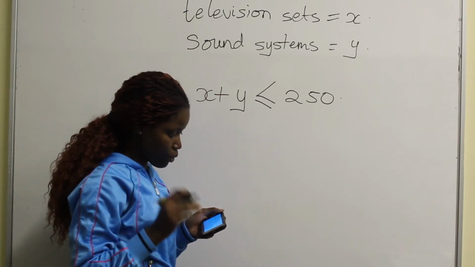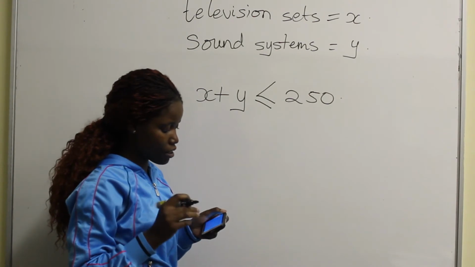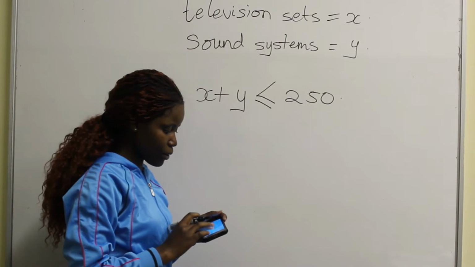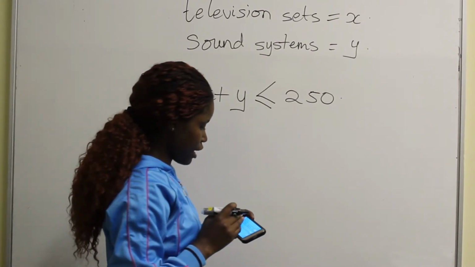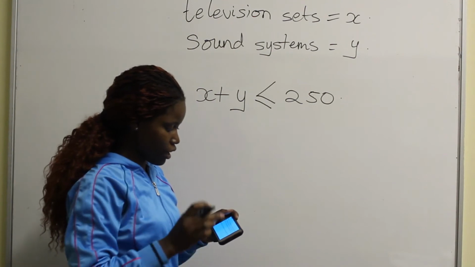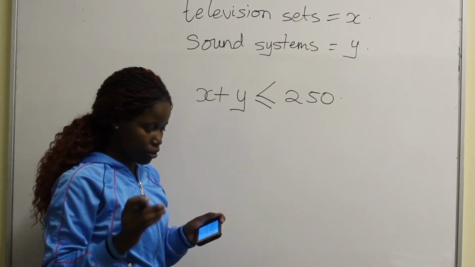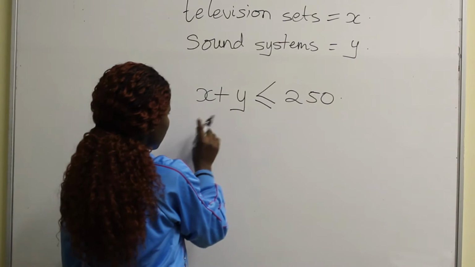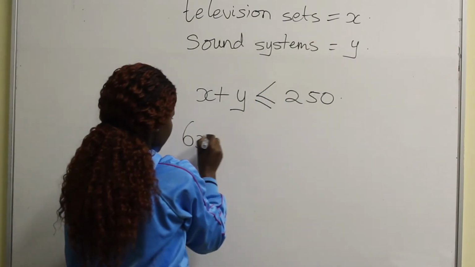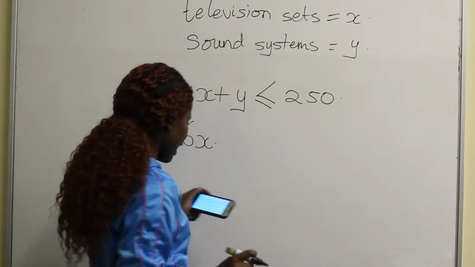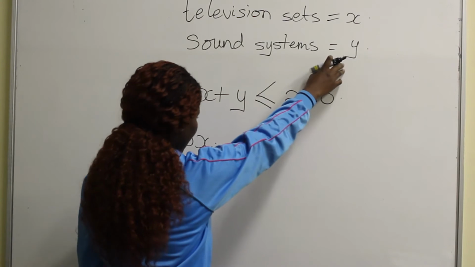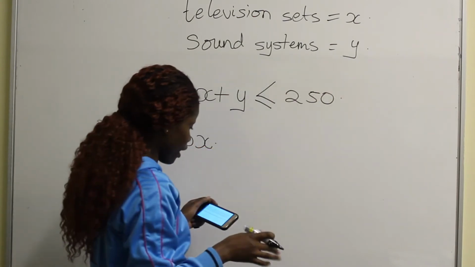The two products require 6 meters and 9 meters of copper wire respectively. Since we have respectively, it means that our X, since it was the first thing that we were told, corresponds with 6 meters of copper wire. That means the television sets are going to use 6X. And then the sound systems are going to use Y with 9 meters of copper wire.